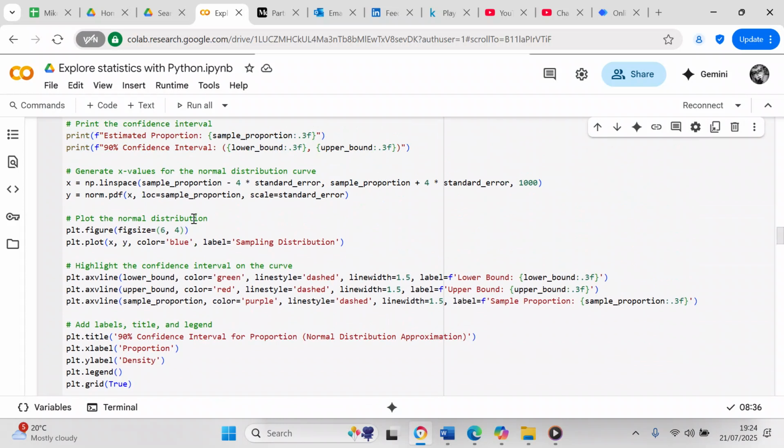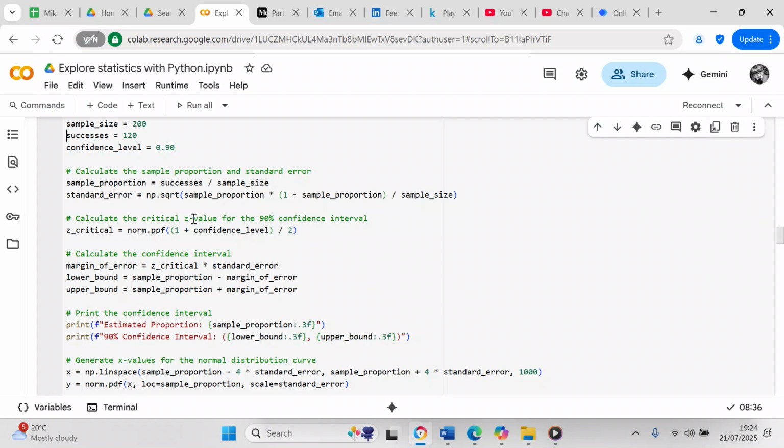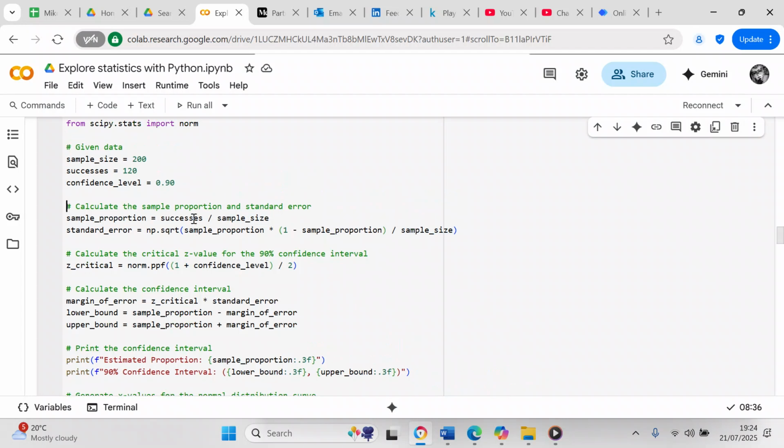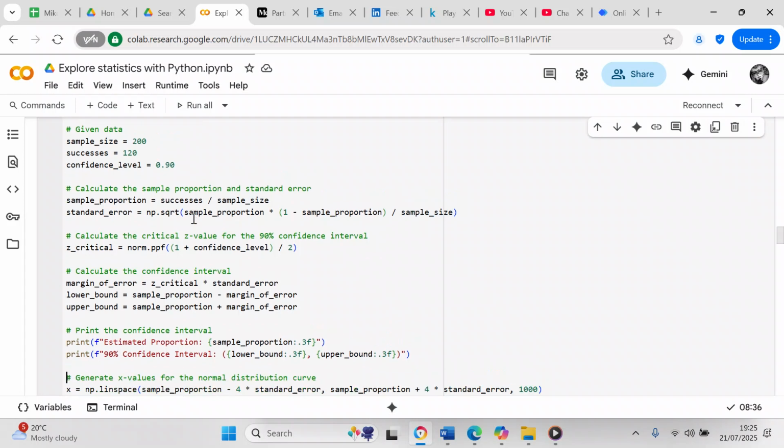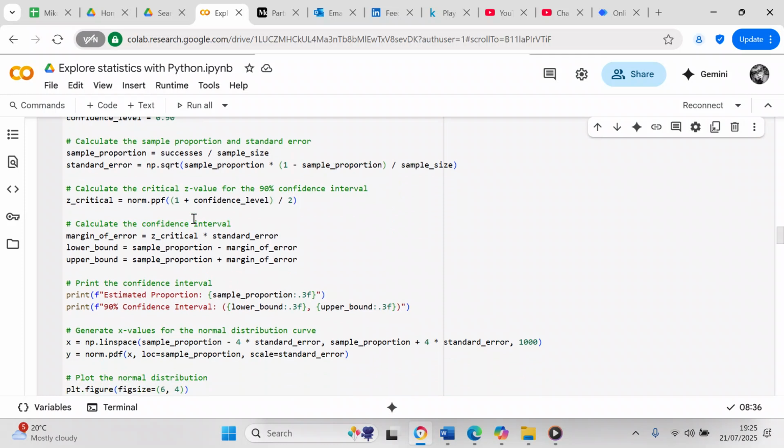So we're going to generate our x values for the normal distribution curve. x equals np.linspace of sample proportion minus 4 times standard error, comma, sample proportion plus 4 times standard error, comma, 1000. Then y equals norm.pdf, that's the probability density function, of x, comma, loc equals sample proportion, comma, scale equals standard error.